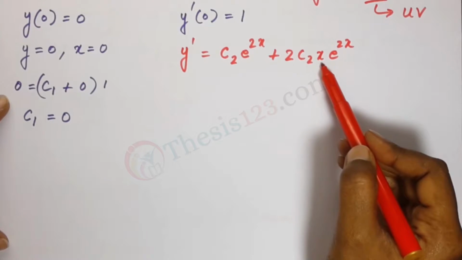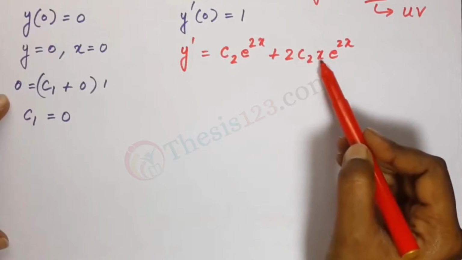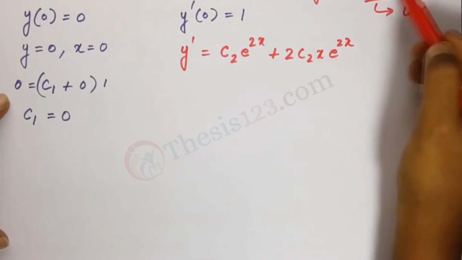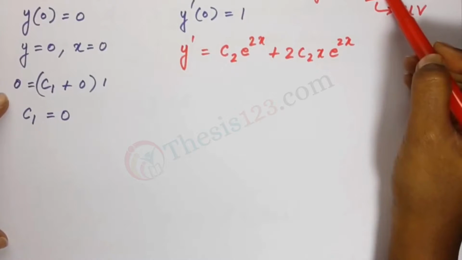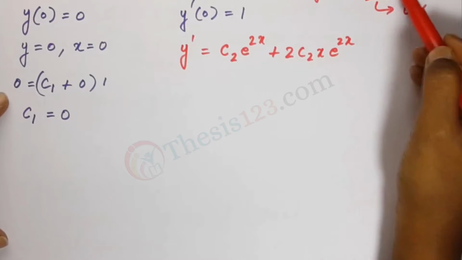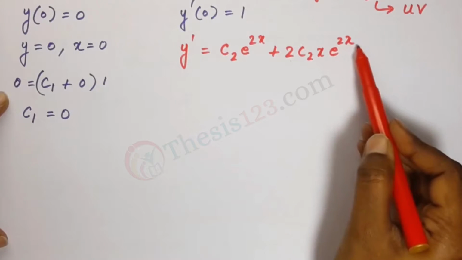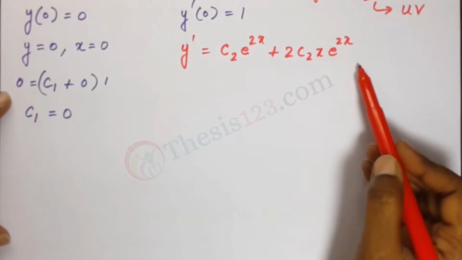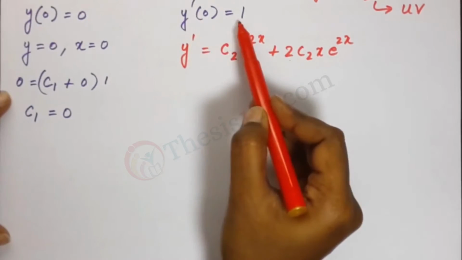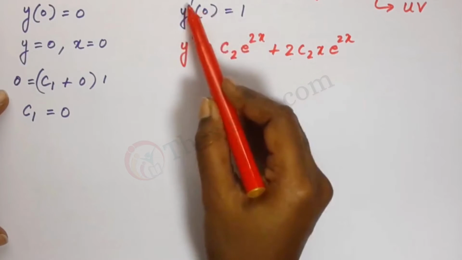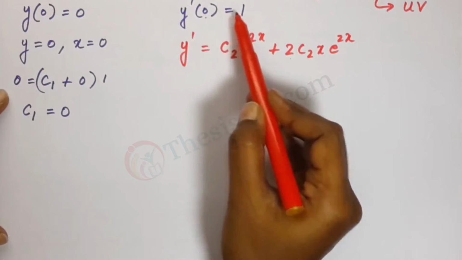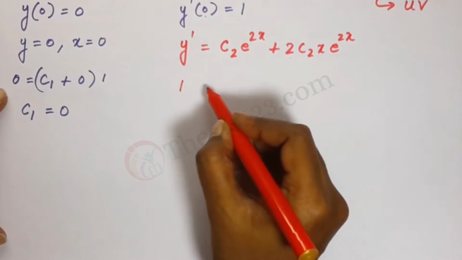We are keeping x constant and then differentiating e power 2x. Derivative of e power 2x is 2 into e power 2x. This is our equation. Now y dash of 0 is 1, which means that y dash is 1 when x is 0. So let's substitute that over here.